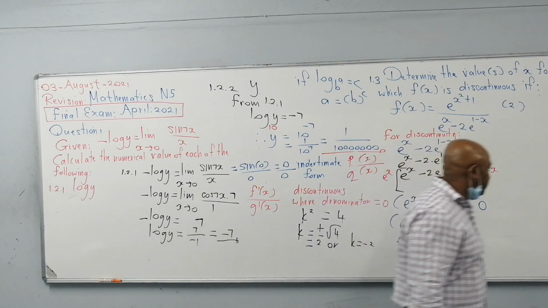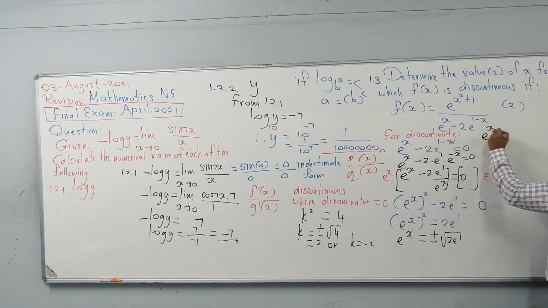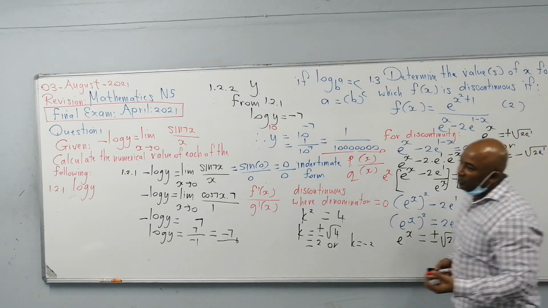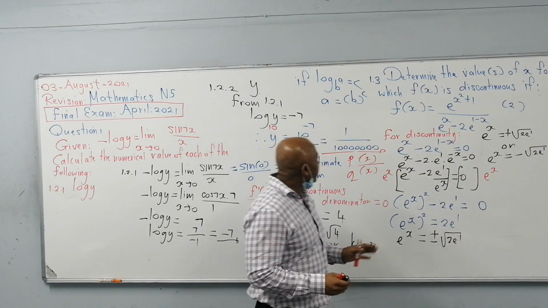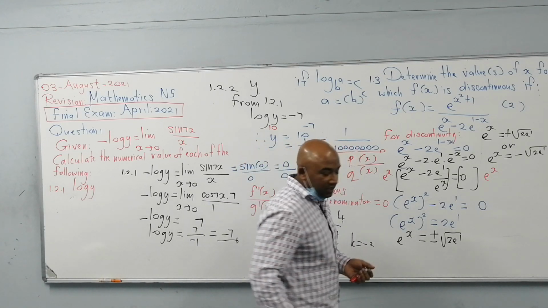Right, now, okay, so now e to the power x is equal to the positive square root of 2e, or e to the power x is equal to minus the square root of 2e. But now, we know that e to the power x cannot equal a negative. Okay, so if we go back to our N3 one, I'm not going to get too deep into that, but the fact is your exponential graph. Okay, let me just show you what I'm talking about.